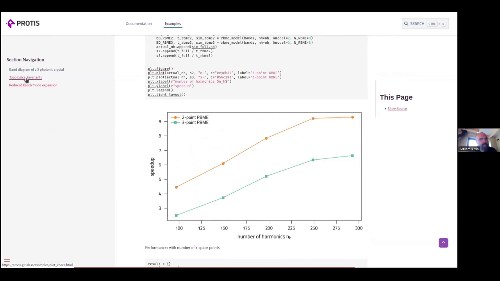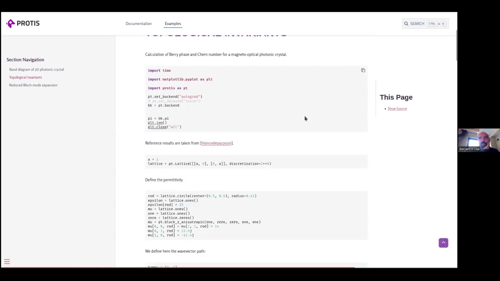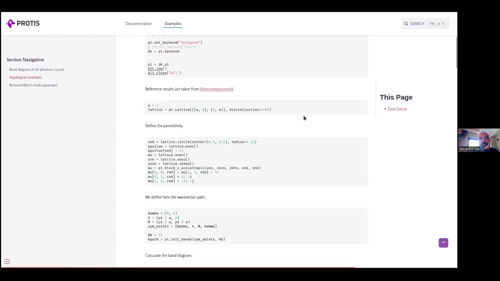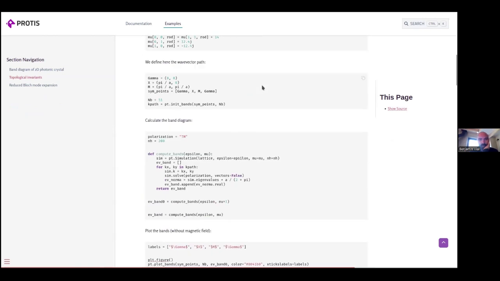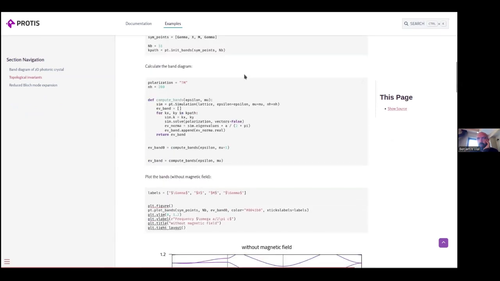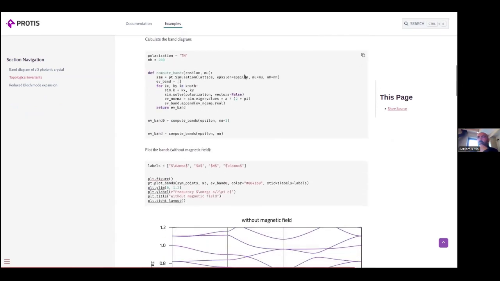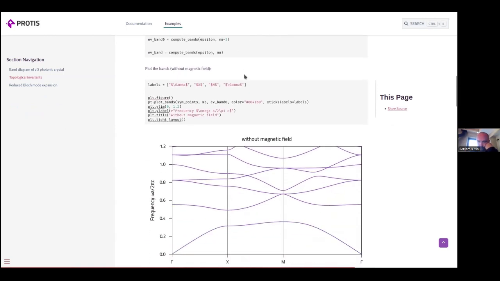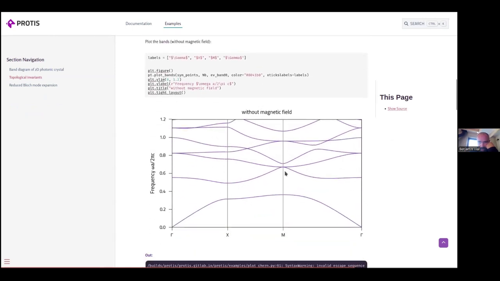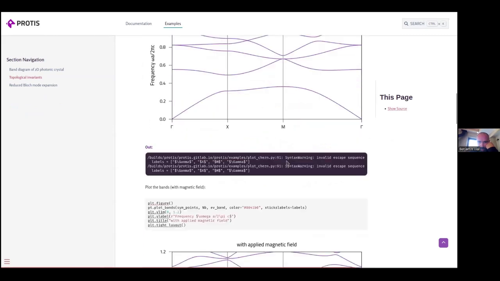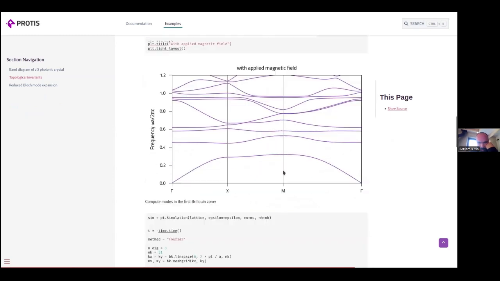And one thing I did very recently is to be able to compute topological invariants in those photonic crystals. In that case, we've got a medium with anisotropic permeability. When you apply a magnetic field, it becomes anisotropic. Without a magnetic field, you don't have any band gap between the second and third band. And when you apply a magnetic field, you open a band gap.